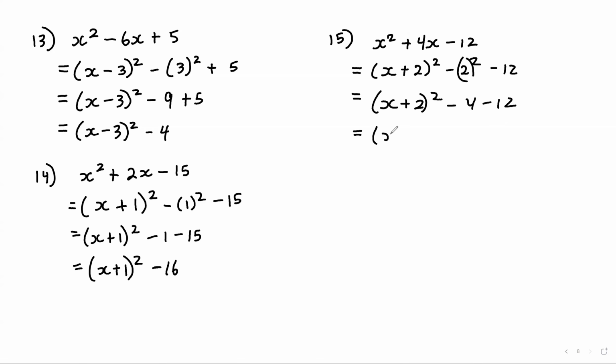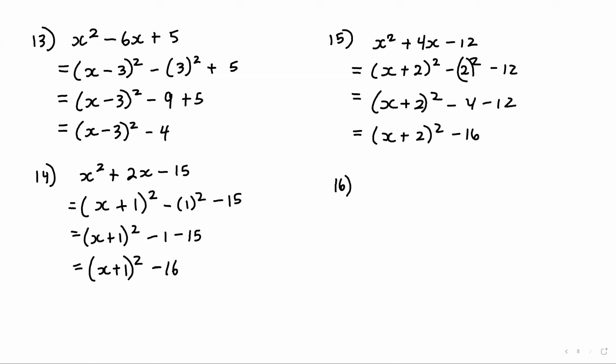So the final answer, x plus 2 squared minus 4 take away 12, is negative 16. Again, it's the same signs, so you add the two numbers, keep the negative sign. Or think of it as if you're owing $4 and then you borrow $12 again, you would now be owing 16. Right? So subtracting from a negative number is the same as adding that number, keeping the negative sign.